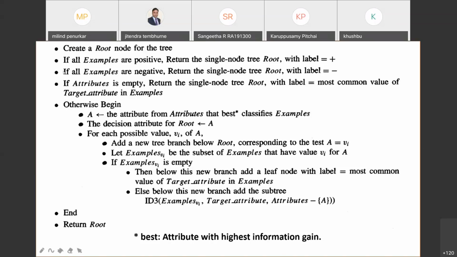Now, for each possible value, the values here are yes, no. I say just yes, no, but it may be more than that, although we are considering it for simplicity as discrete valued. So for each possible value vi of A, what we do is add a new tree branch below root corresponding to the test A equal to vi. So you add a new tree branch below root corresponding to the test A equal to vi, right? So this branch that will be added will be based on A equal to vi or A equal to no. So these branches will be formed. Let examples vi be the subset of examples that have value vi for A. So examples vi means I was talking about this.